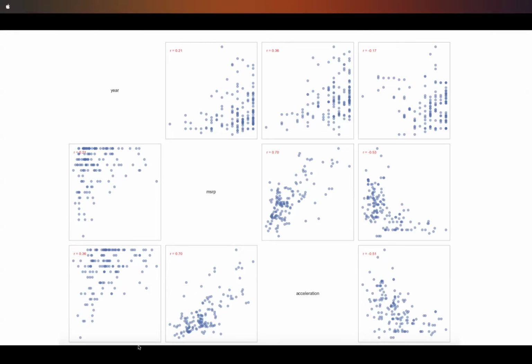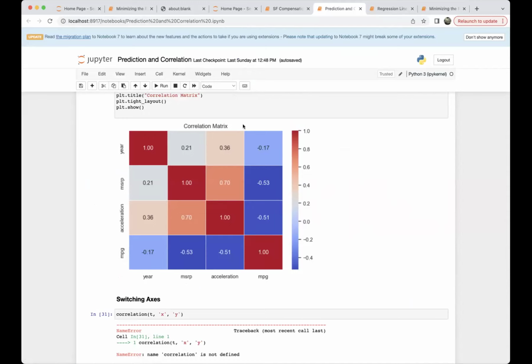We can also use the heat map. And let me show you here. This is a heat map correlation matrix that shows the correlation coefficient between each two variables. 100%, 100%. So we expect two variables to have the perfect correlation if the variables are the same: year and year, MSRP and MSRP, acceleration and acceleration, MPG and MPG.